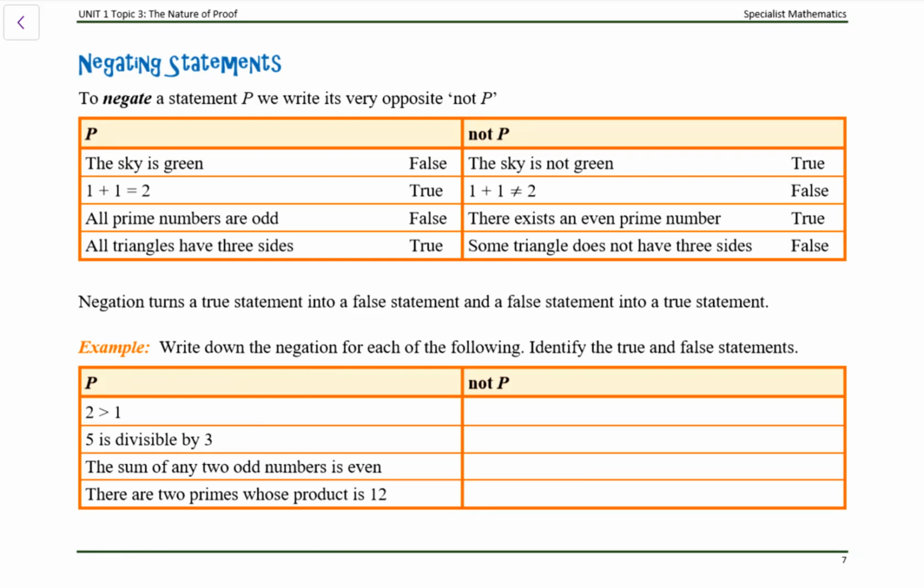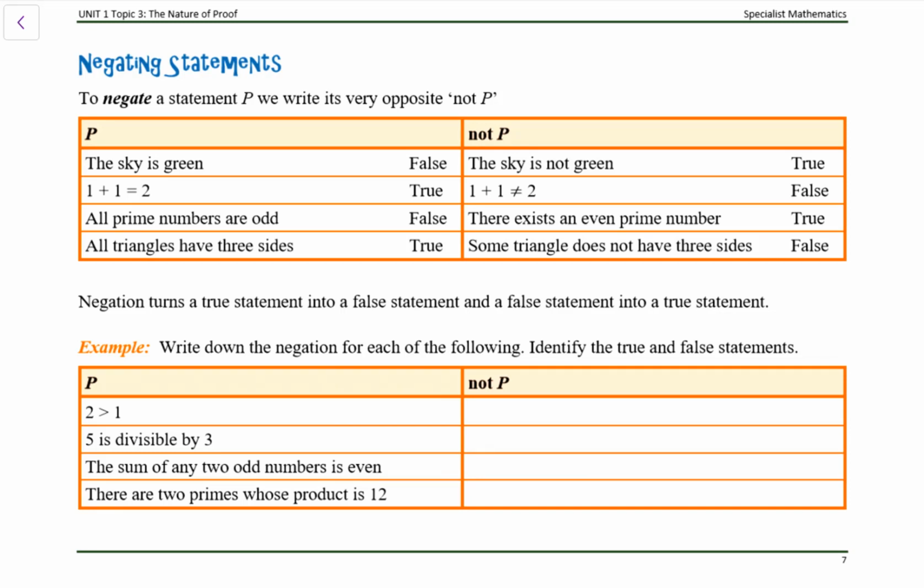All prime numbers are odd. That's false. There exists an even prime number is true. All triangles have 3 sides. True. To negate that statement, some triangle does not have 3 sides, which is false. So negation turns a true statement into a false statement, and a false statement into a true statement. So what I want you to do is pause the video and have a go at the following examples. Identify whether the first statement is true or false. Write the negation of each statement and determine if it is true or false.